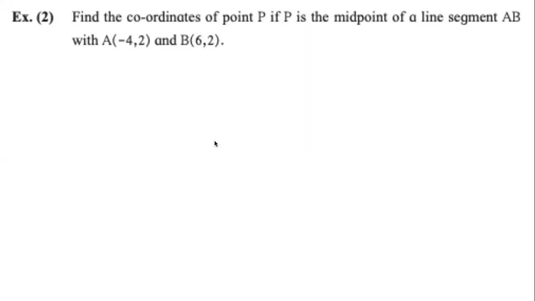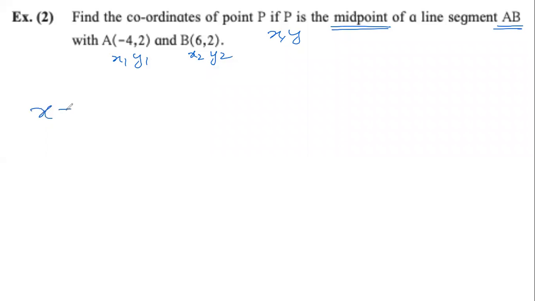Let's try to solve this question together. This is example number 2 on page number 111 of the textbook. It says find the coordinates of point P if P is the midpoint of a line segment AB. The coordinates of A are -4, 2, so this is x1, this is y1. And coordinates of B are 6, 2. This is x2, this is y2. We have to find the coordinates of P. That means we have to find x and y.